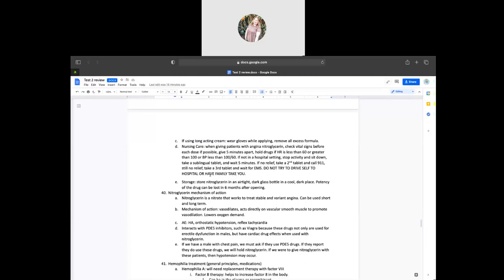Storage considerations for nitroglycerin include: we must put the nitroglycerin tablets in an airtight, dark glass bottle in a cool, dark place. Potency of the drug will be lost 6 months after opening.